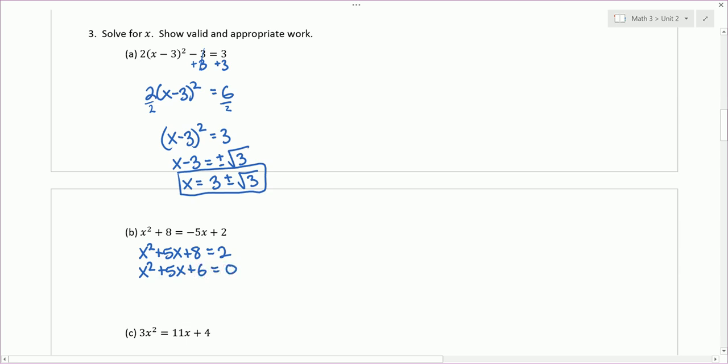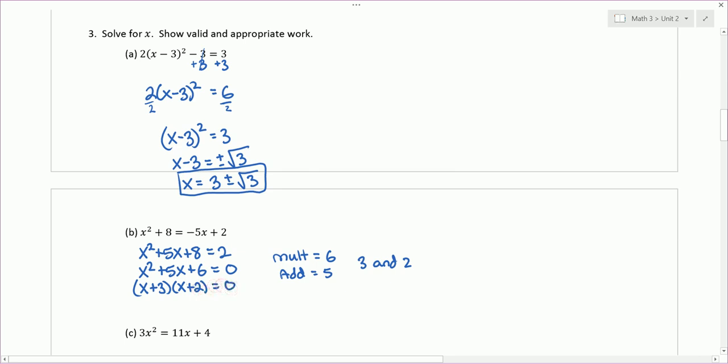I'm going to try to solve this by factoring. I'm looking for two numbers that multiply to 6 and add to 5. 3 and 2 work. And so this factors to x plus 3 times x plus 2.